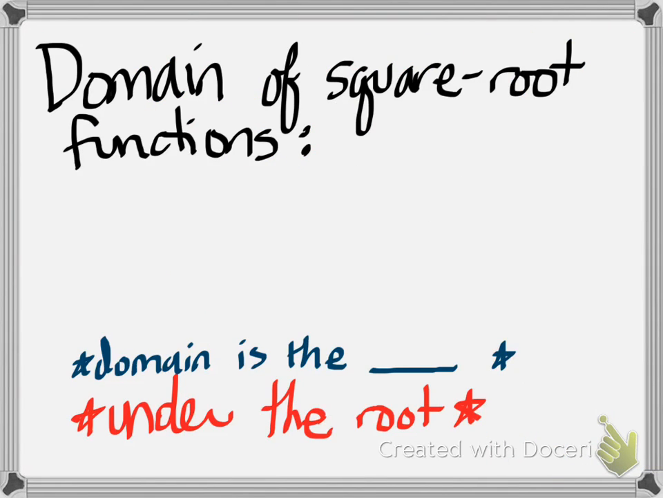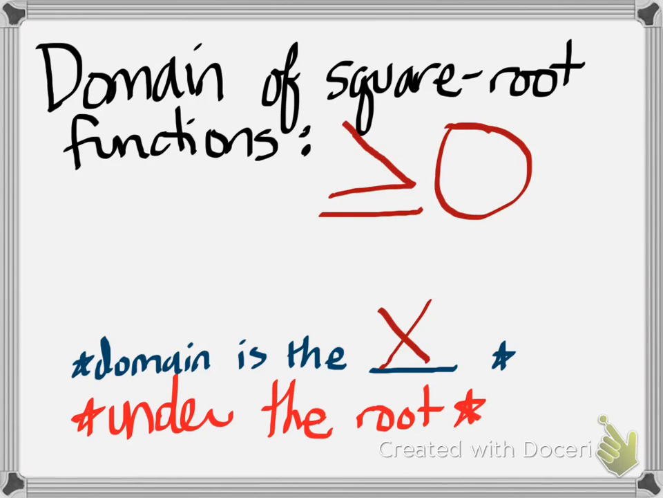For example 2, let's review the domain. The domain is always the x, right? Range is the y, domain is the x. And for the domain of square root functions, what's under the square root always has to be greater than or equal to 0. So under the square root, I have to have it greater than or equal to 0.